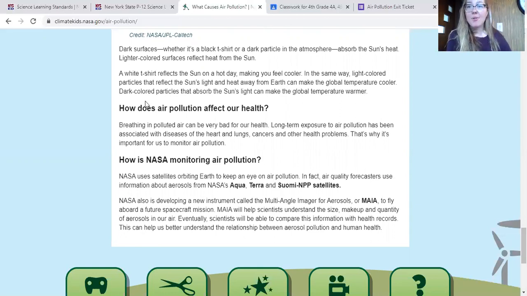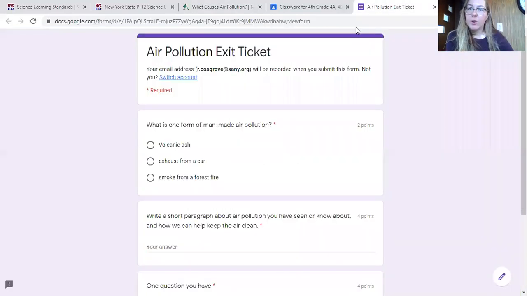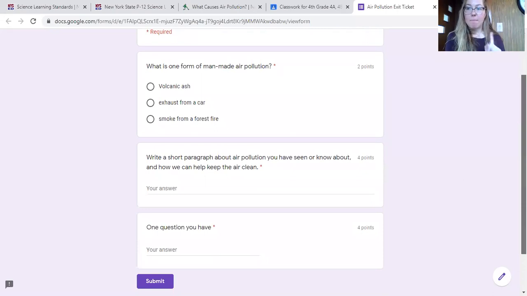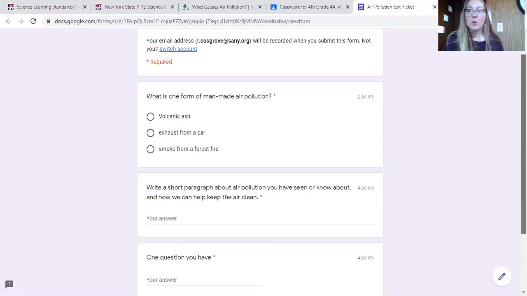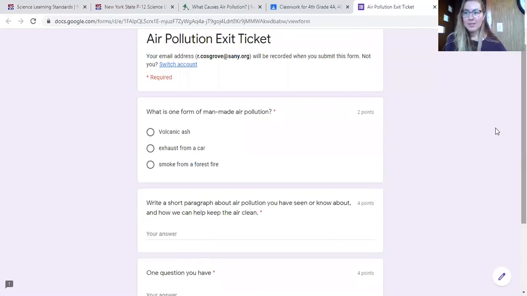So now what I would like you to do is go to your exit ticket. You're going to answer the questions. So this one, it says, what is one form of man-made air pollution? We have to think about that. What is man-made? And then you're going to write a short paragraph. So please, at least 3 sentences about any type of air pollution that you have seen or that you know about, and how we can help keep the air clean. And then one question you have about air pollution or you have about natural resources.